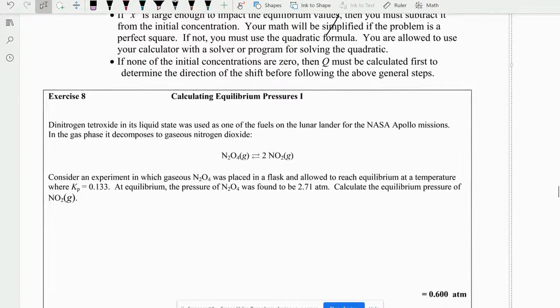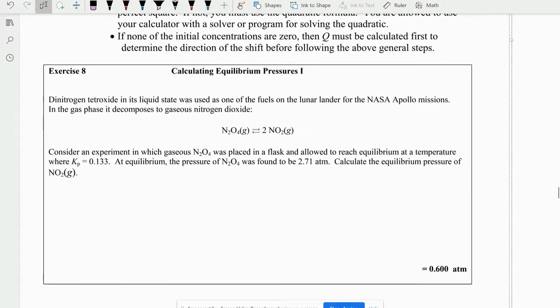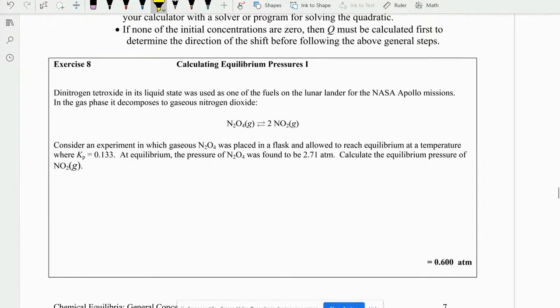Now let's just go ahead and jump in. Again, sometimes if you are lost at this point, it might just be easier to do practice problems. All right, exercise number 8. It says, dinitrogen tetraoxide in its liquid state was used as one of the fuels on the lunar lander for the NASA Apollo missions. In the gas phase, it's going to decompose to gaseous nitrogen dioxide, and you can see the balanced reaction right there.